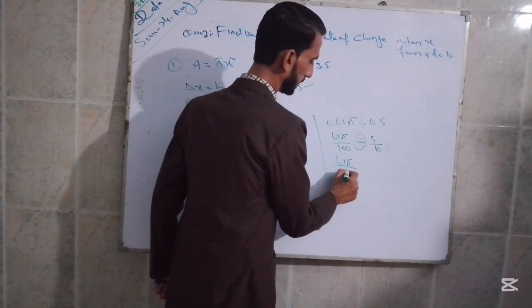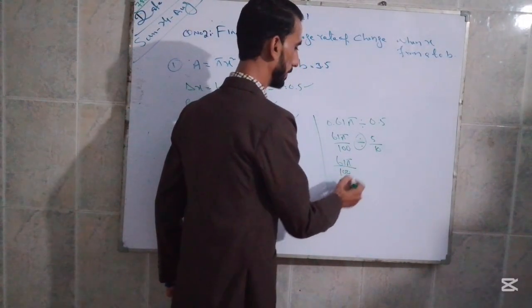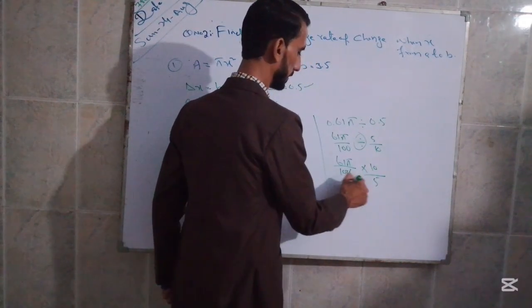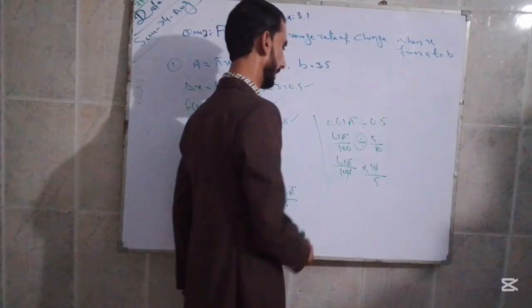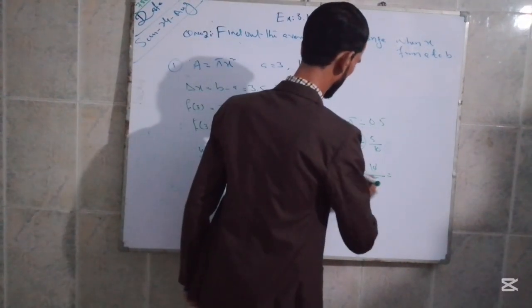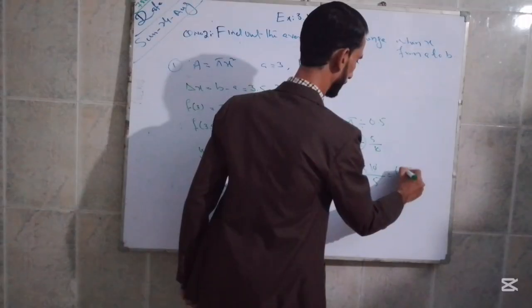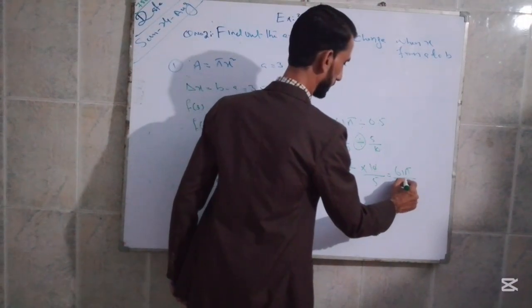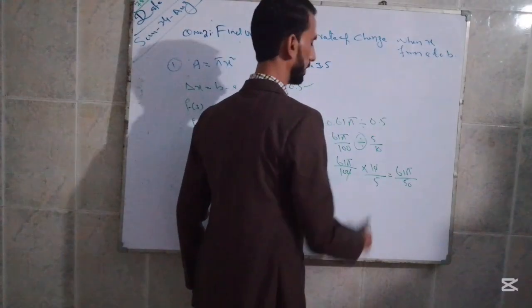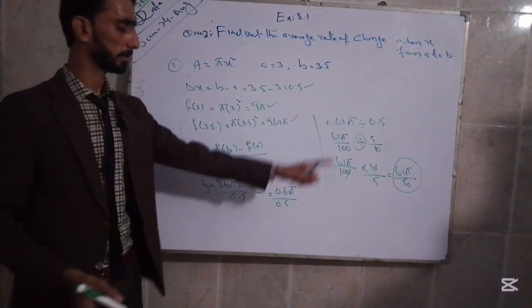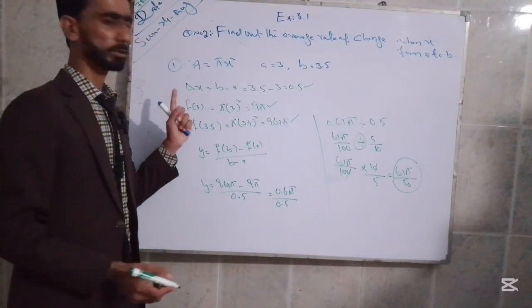61 upon 100 and 61 pi upon 100 multiply by 10 upon 5. Look at here, 0 will be removed, and 61 pi upon 5 times 10 is 50. Here is a 50. Now if we divide, this is the required answer of this question.